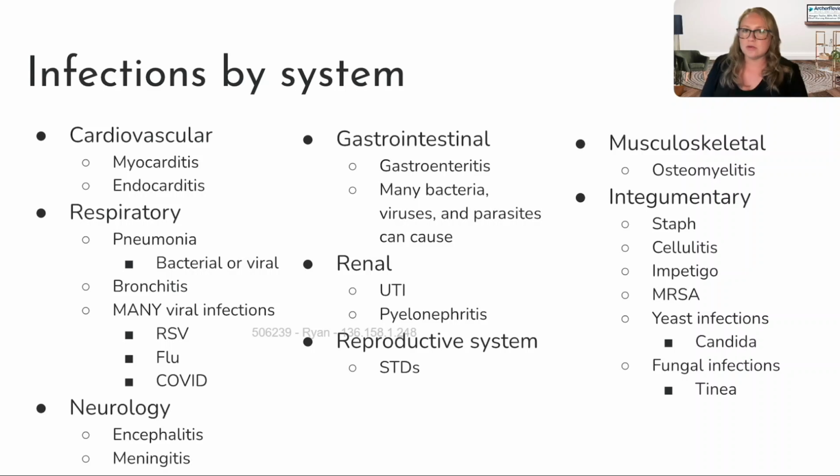We talked about a UTI in the renal system. What if that infection gets all the way up into the kidneys? Pyelonephritis. In the reproductive system, you have all your STDs. Looking at the bones, when infections get into those bones, we have osteomyelitis. And then, of course, on your skin, you know that skin integumentary lecture is coming up super long because it's got so many different infectious diseases that can get onto the skin.